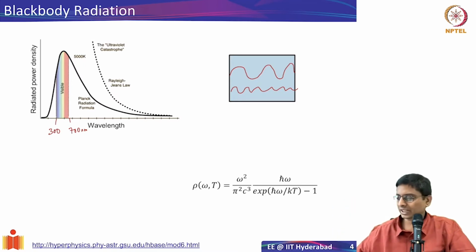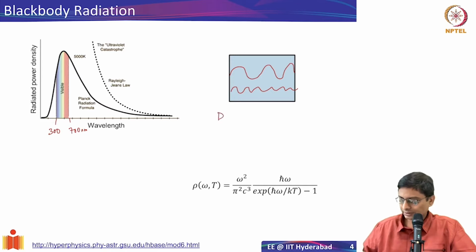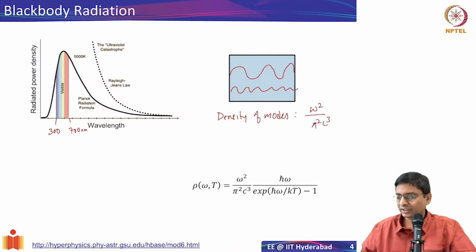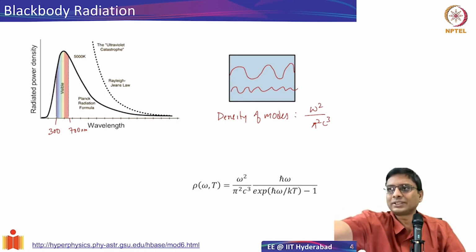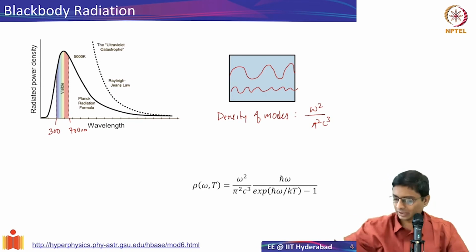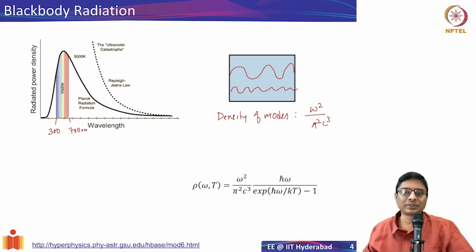So when you have such a scenario, they applied this theory. They calculated using very detailed analysis. They figured out that the density of modes here is proportional or equal to omega square by pi square c cube. This was the density of modes. I think I mentioned this in the context of electromagnetic waves, but this is it. So you have the density of modes which is given like this. You can calculate this from basic principles.